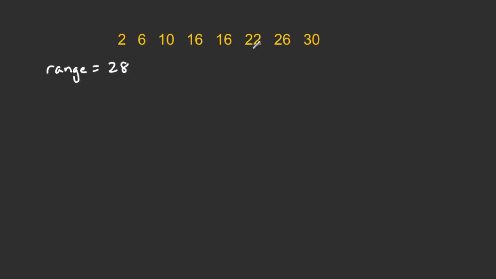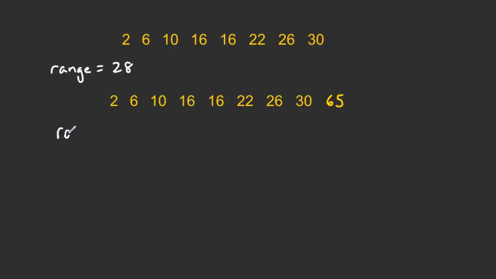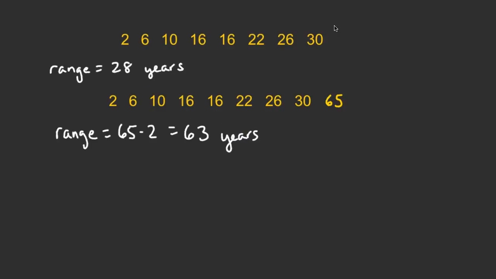Now if we take the same data set, but add one more number, then we get quite a different range. So it's now 65 minus 2, or 63. So just by adding one large number, I've gone from a spread of 28 years to a spread of 63 years. In this course, we will look at two other measures of spread.